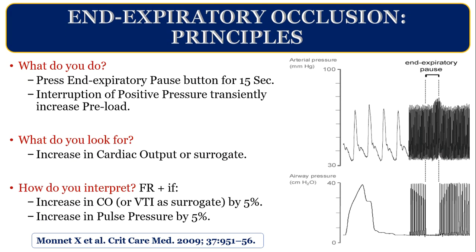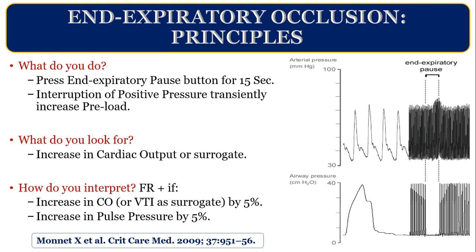So what do you do? You press the end expiratory pause button of your ventilator for 15 seconds. So as soon as you interrupt the positive pressure, what will happen? The preload will increase, the pressure will increase, the cardiac output will increase. What do you look for? You look for again cardiac output or surrogate.